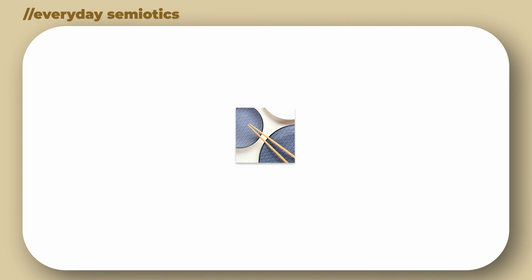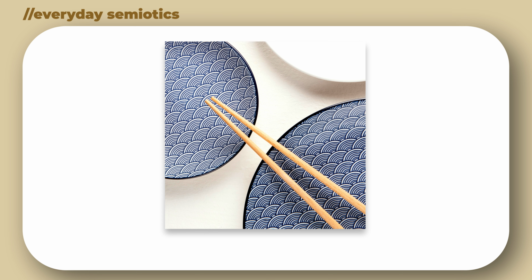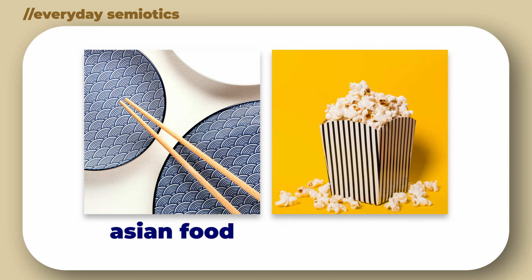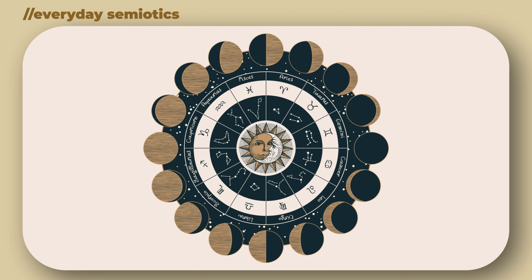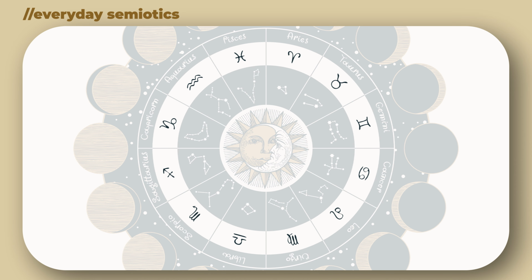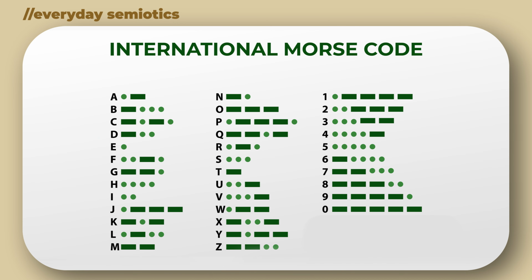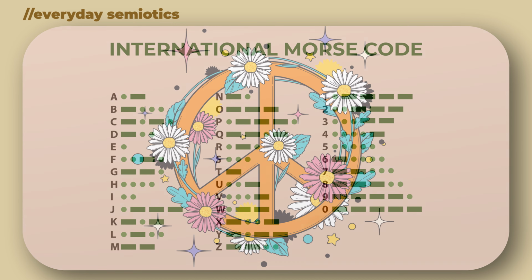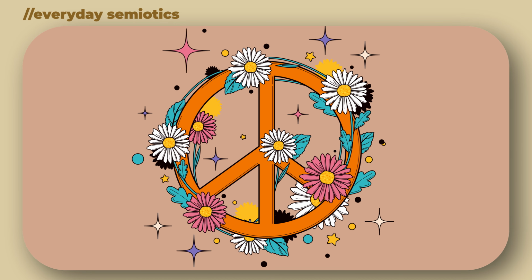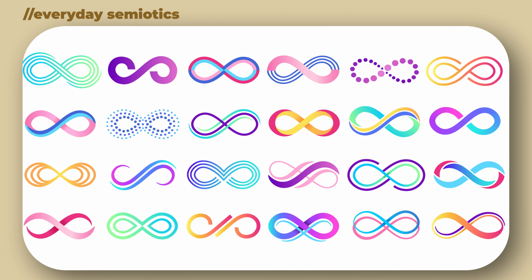Pop culture and lifestyle add more layers. Chopsticks index Asian cuisine. Popcorn symbolizes movies. There are symbolic notations we rarely question. The Aries sign signals astrological identity. The symbol for the sun comes from astronomy. Morse code dots and dashes stand for letters. The peace symbol has become global shorthand for harmony, and the infinity loop carries philosophical and mathematical weight far beyond its shape.